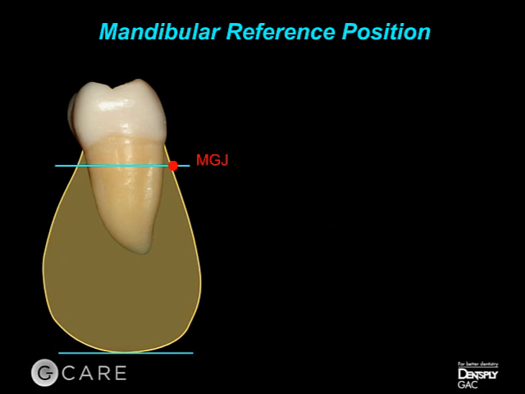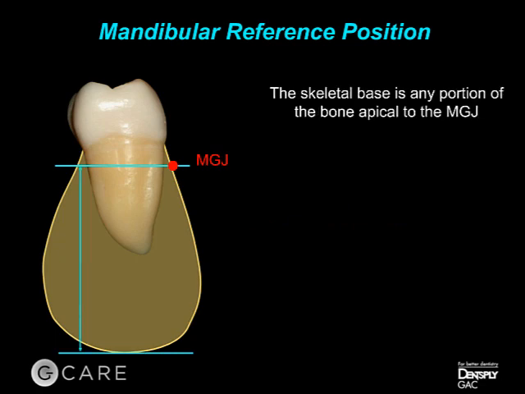However, if we look at anything apical to the mucogingival junction, this is what we're talking about in terms of the skeletal base that is basically genetically determined, that we don't have the ability to modify with routine orthodontics.